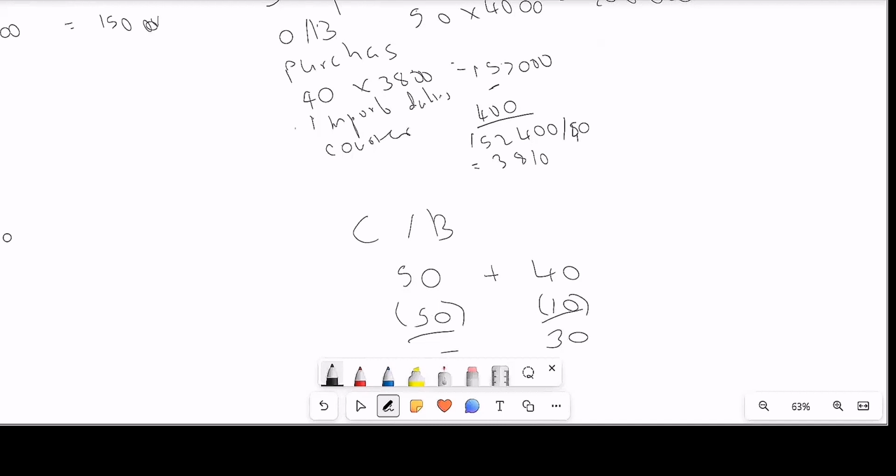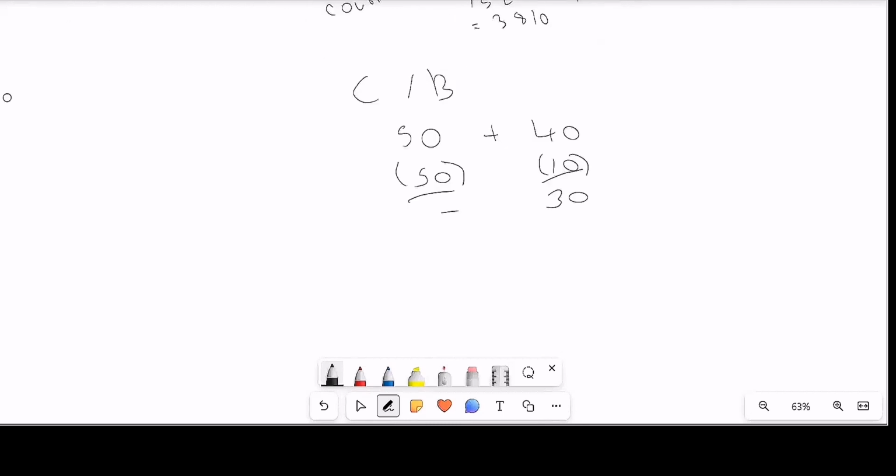So as you can see here, since it's first in, first out, these ones have all been disposed of, the ones that were at 4,000. So only left with the new one. So when I multiply this by 3,810, this is the price per phone, including the courier cost and the purchase price per phone. So it's gonna give us 114,300. I hope everyone is getting this. So this is the closing balance of the S phones.